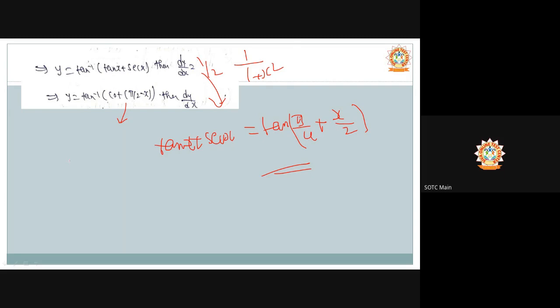1 by 2. Now try to solve this question. Y is equal to tan inverse of cot of pi by 2 minus x. So what is cot of pi by 2 minus x? 1, sir. Yes, very good. 1 is the correct answer. So what is cot of pi by 2 minus x? Tan x. Right. So tan inverse of tan x will become x. Y is equal to x, then dy by dx will become 1. Clear? Yes, sir.